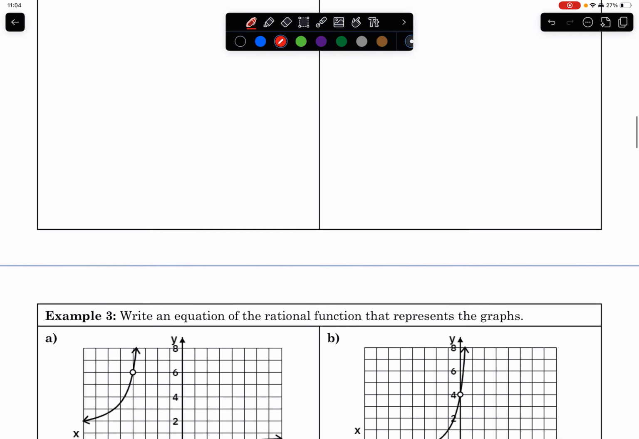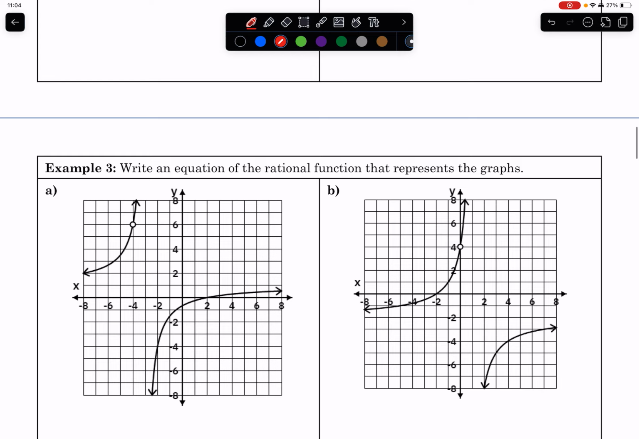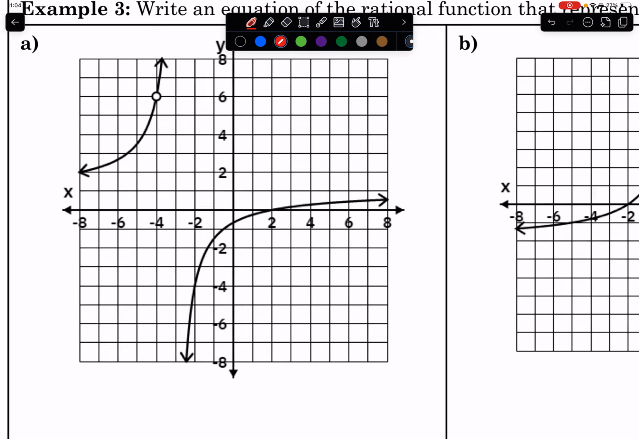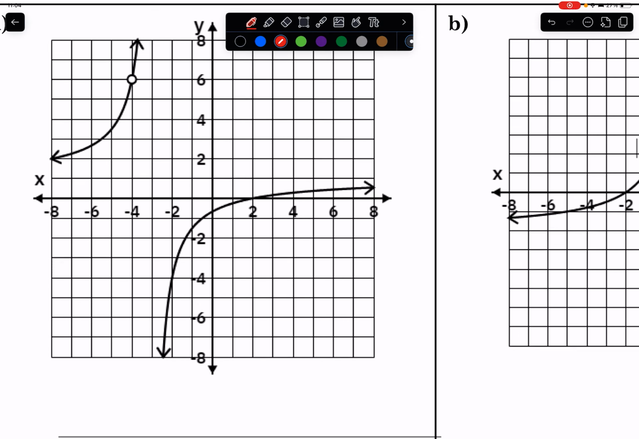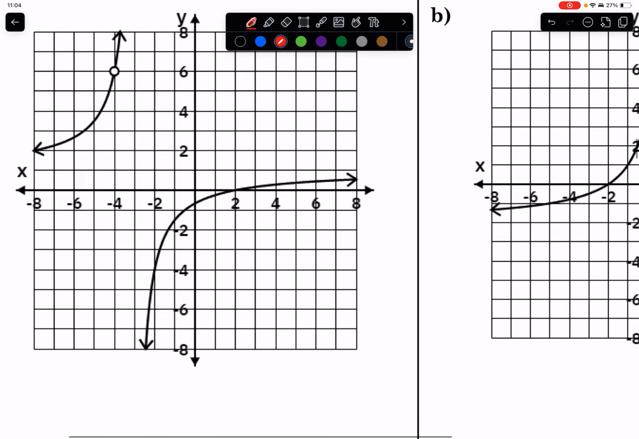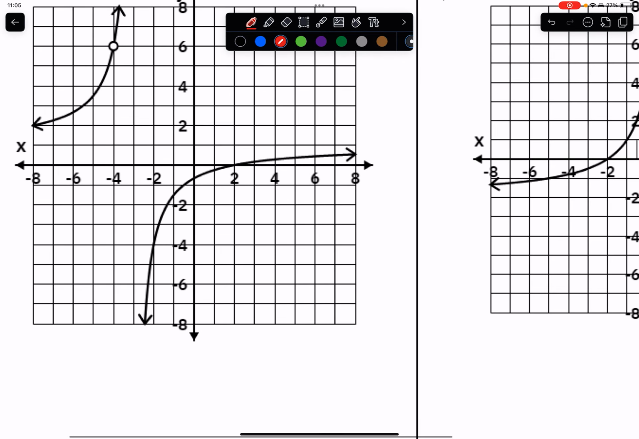Let's now work backwards, and let's come up with a function given the equation when we have zeros, holes, and vertical asymptotes. Let's first talk about the zeros and recall, a zero is when we cross the x-axis, and that occurs when our numerator function is equal to 0.